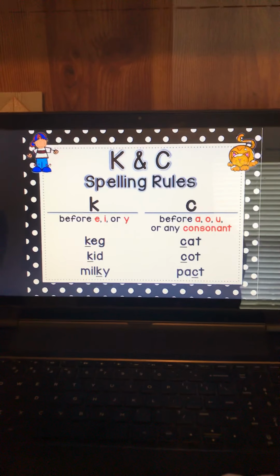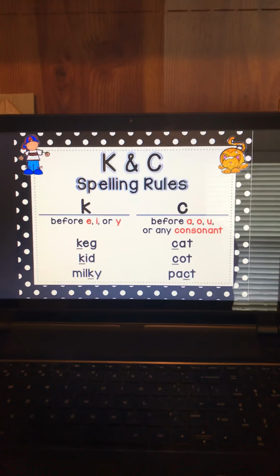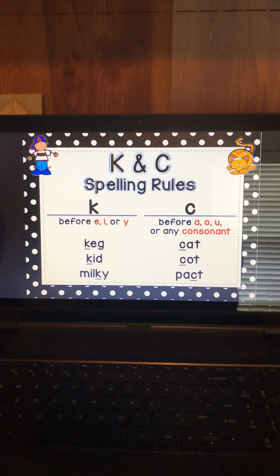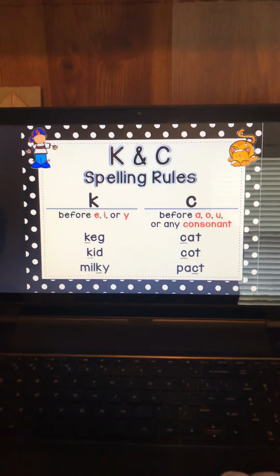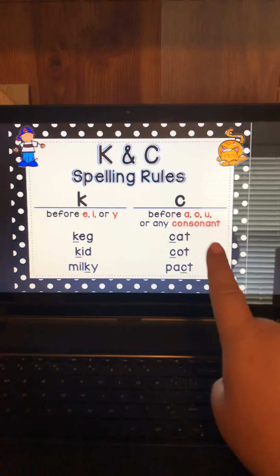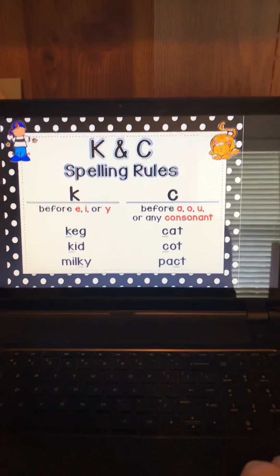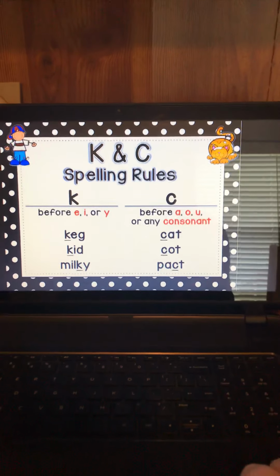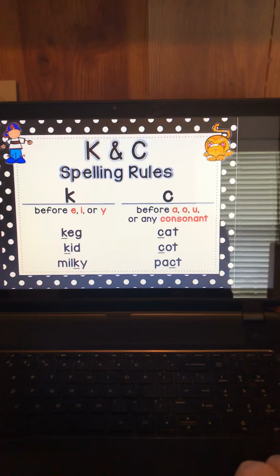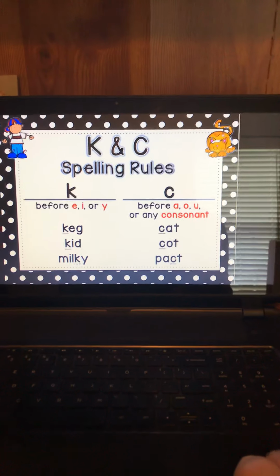K before E-I or Y, E-I-Y. K before E-I-Y. Kiss the kitty, keep the key, Kyle. All right, let's do our C's. C before A-O-U, A-O-U. C before A-O-U or any consonant.